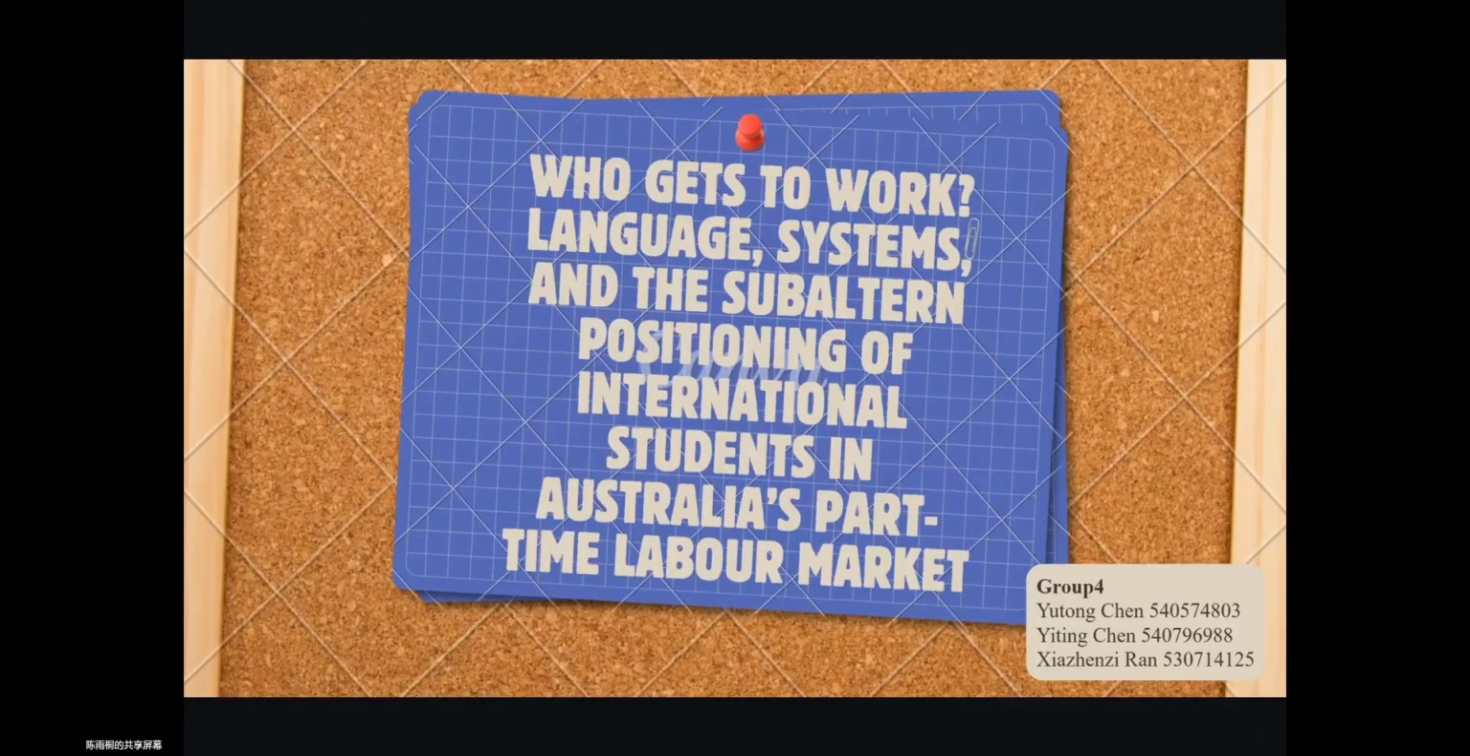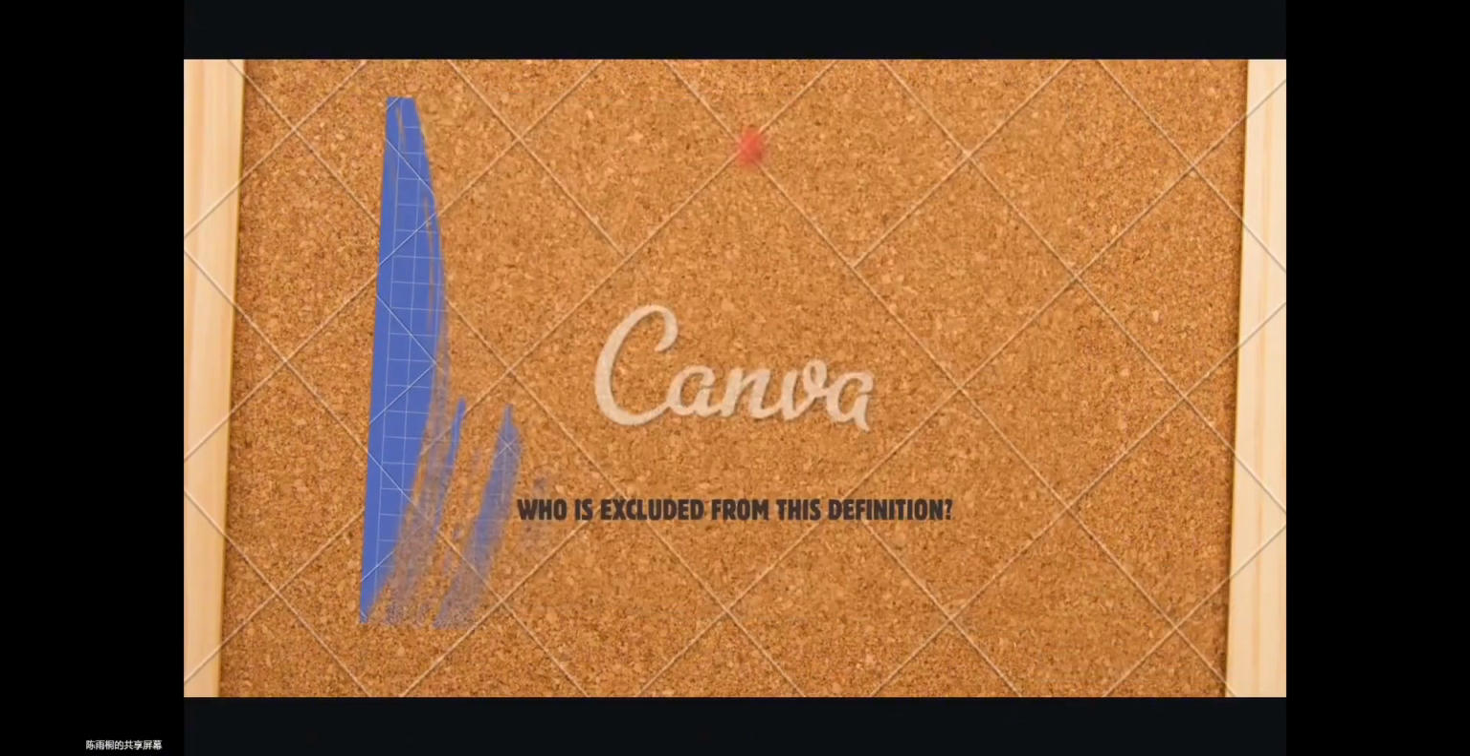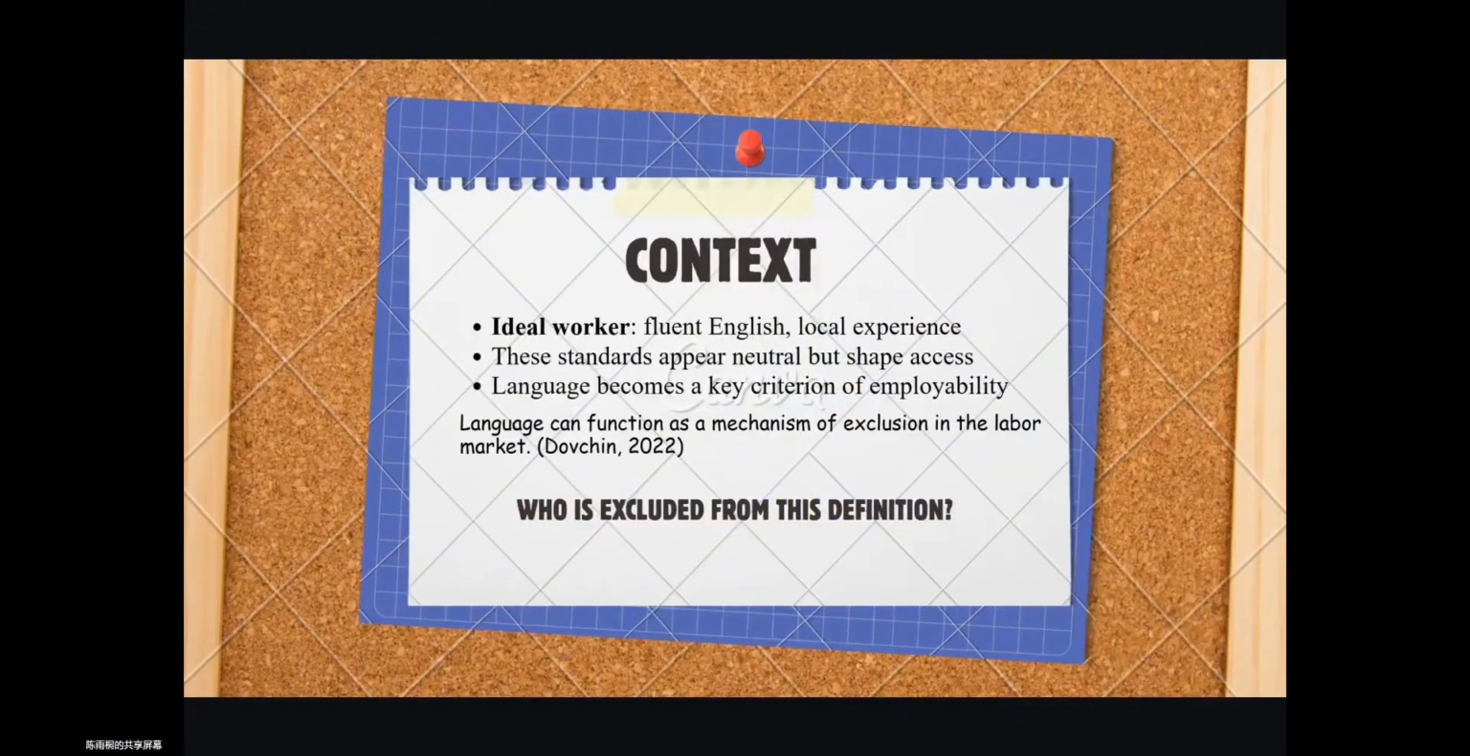Rather than simply asking why international students struggle to find jobs, we ask a deeper question. How does the system decide who is employable? Let's begin with a simple idea. What does an ideal worker look like? In Australian part-time labor market, this often means fluent English, local experience, and certain communication styles.